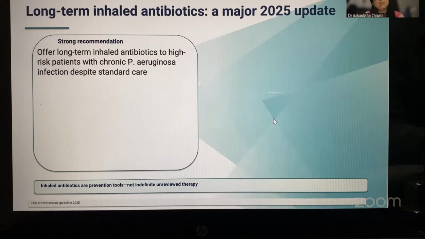There is no need to continue even for 6 weeks if needed. However, when you're dealing with a recurrent isolation and bronchiectasis, sometimes these patients keep growing Pseudomonas.